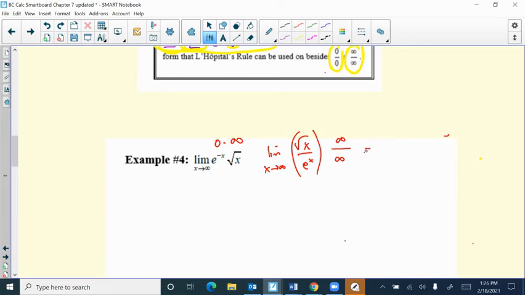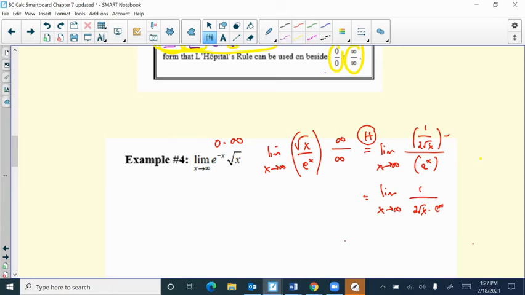So now that equals, by L'Hopital's rule, the limit as x approaches infinity. Well, remember, it's the ratio of the top derivative and the bottom derivative. So the top derivative is 1 over 2 root x. And then the bottom derivative is still e to the x. Now, I would probably simplify that before I apply the limit. Limit as x goes to infinity. I could rewrite this as 2 root x and then e to the x still down there in the denominator.